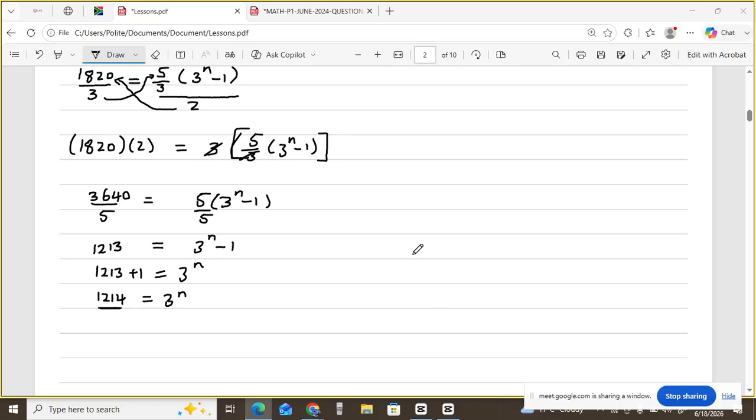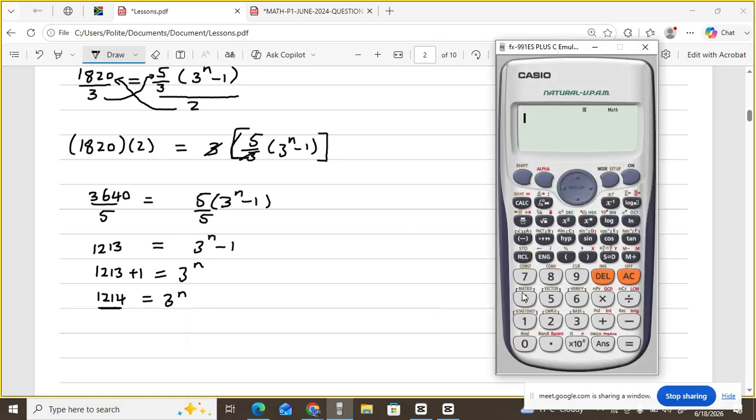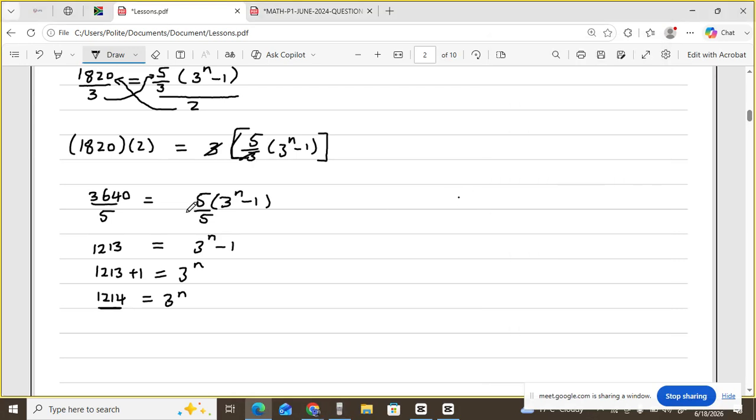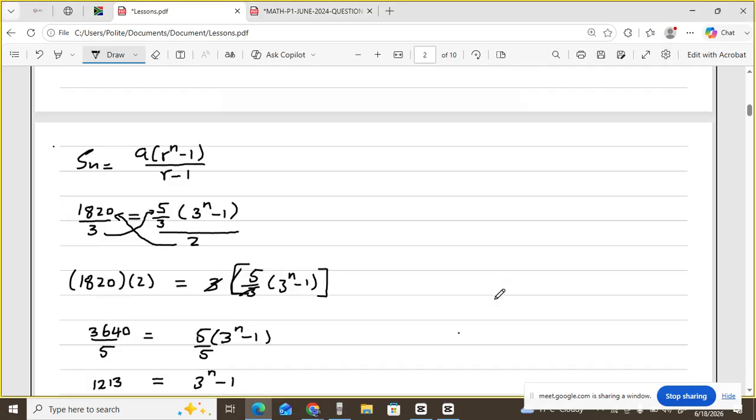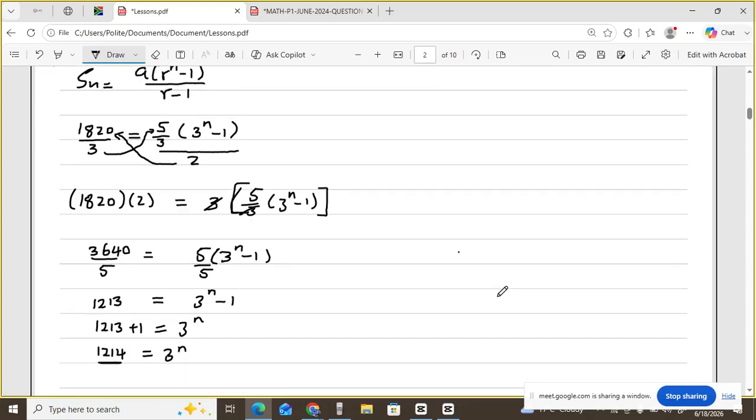Wait, let me. There's going to be 1214. This should give us a power of 3. Then this tells me that we made a mistake somewhere. I don't know where, but let's go back and find the mistake. Where's the mistake? Because we don't need this kind of mistake.